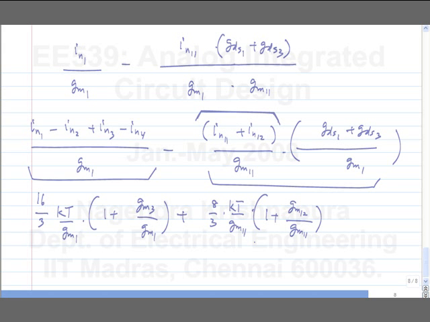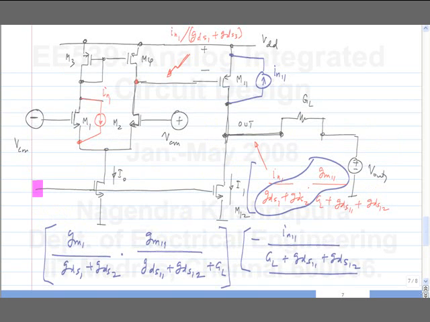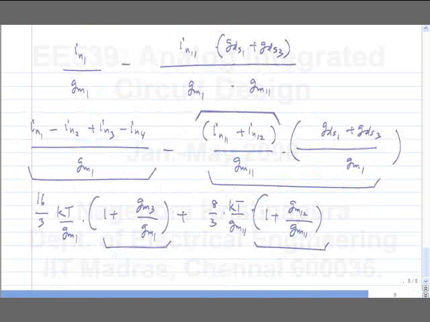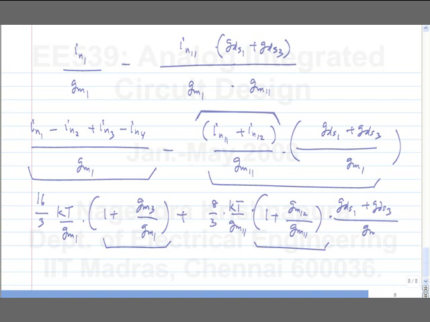This is of the same form as this, and that's because you have M1 and M2 forming the amplifier and M3 and M4 forming the load. Here you have M11 as the amplifier and M12 as the load. So you get this GM12 by GM11 ratio. But this is further multiplied by this.